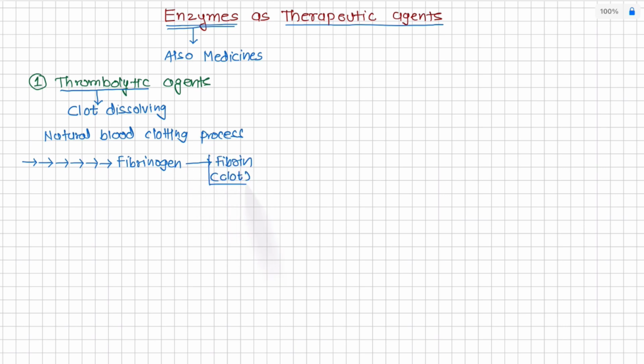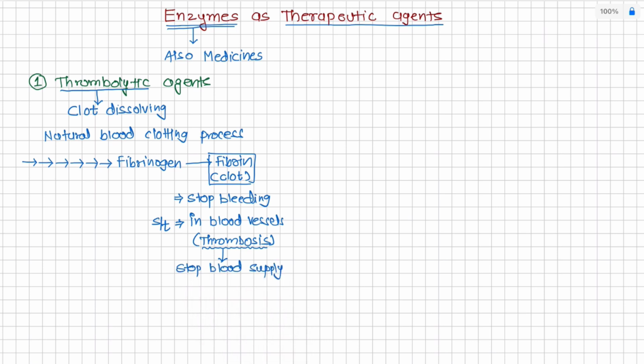Now, while clotting is essential to stop bleeding, sometimes clots form inside the blood vessels where they shouldn't, and this is called thrombosis. When thrombosis occurs in an artery, it can completely block the artery and stop blood supply to the tissue. Without blood supply, that tissue does not get oxygen and nutrients, leading to tissue death or infarction. The most common and serious example of this is myocardial infarction, commonly known as heart attack, where a clot blocks blood supply to heart muscle.